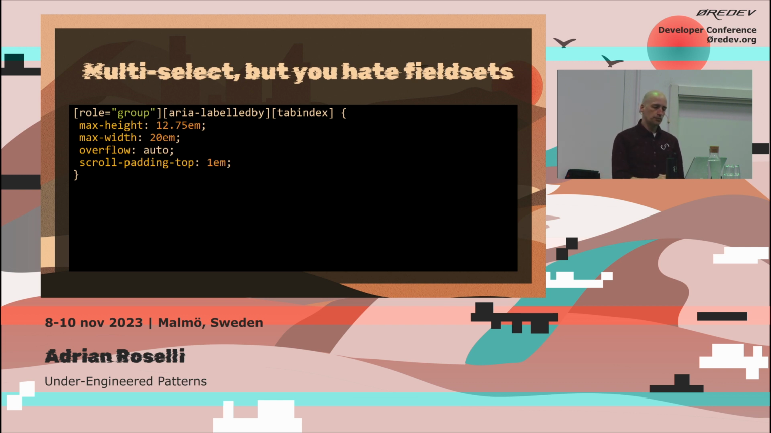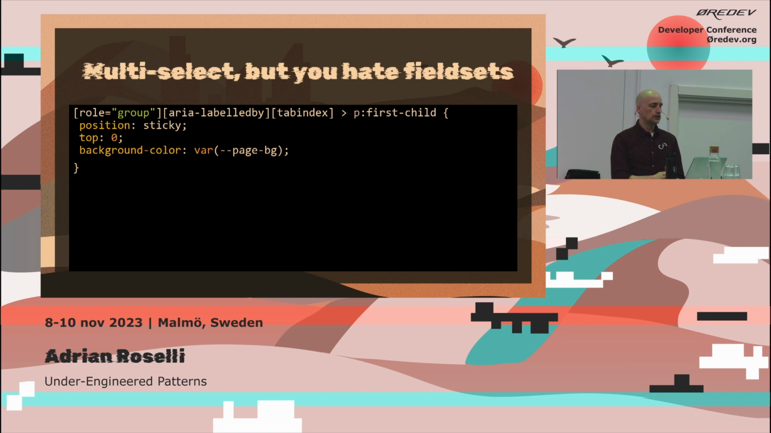Notice that I add a scroll padding top because I'm setting aside space for the thing that's going to replace the legend, which will be the group label essentially. And then I make that sticky. Then I give it a background. I give that label a background because otherwise the checkboxes will show through behind it, and that just looks weird. And I'm assuming in this code that you've already set the page background with a variable or not. You do you if you like copy pasting white all over the place.